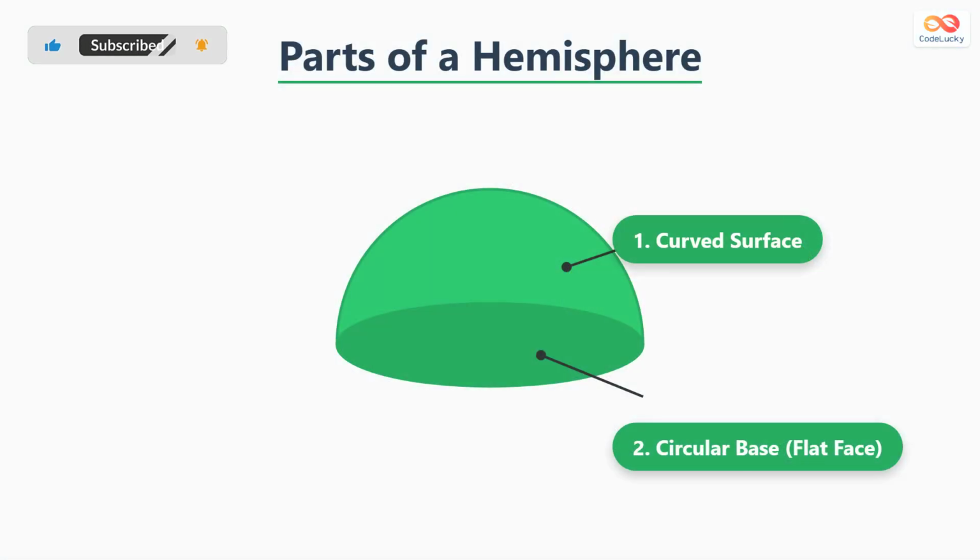A hemisphere has two distinct faces. First, the curved surface, which is the dome shape. Second, the flat face at the bottom, which is a perfect circle. This flat base is important when calculating total area.